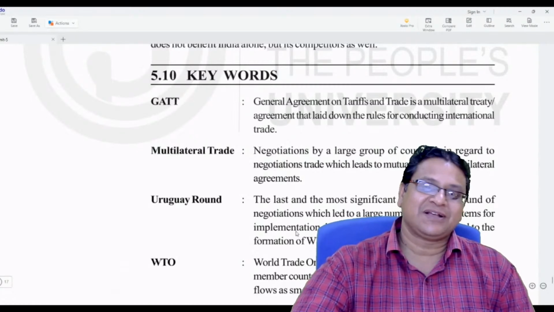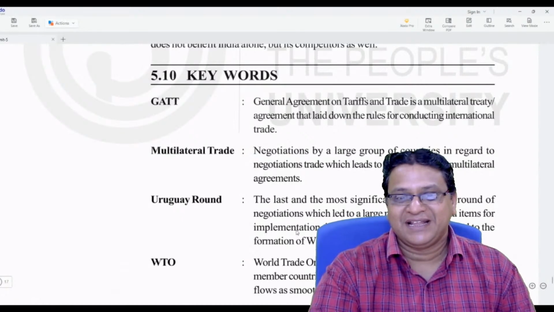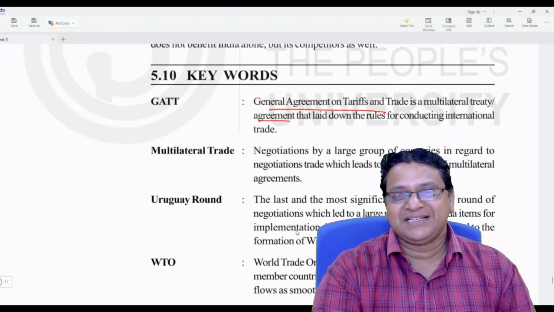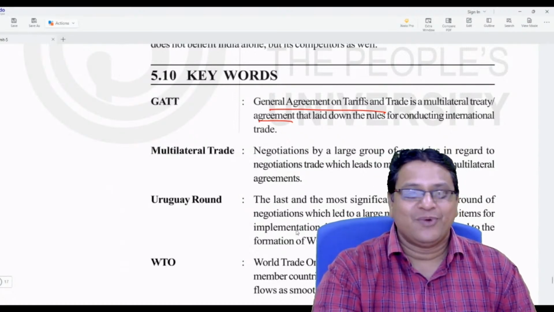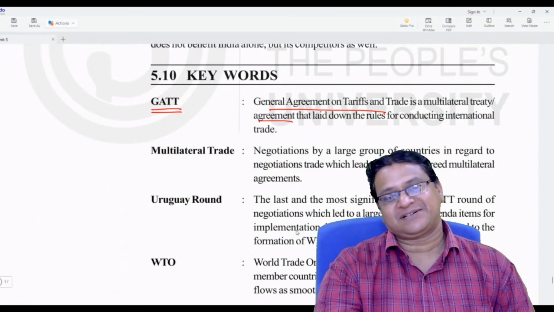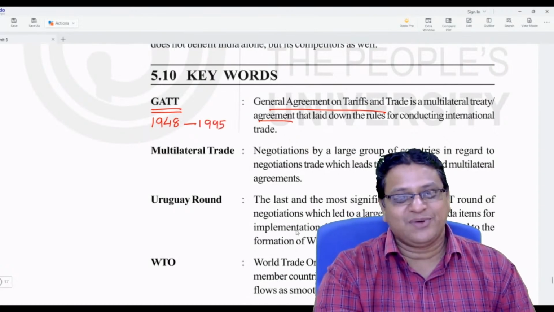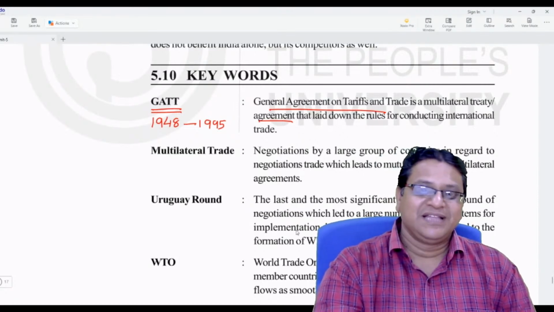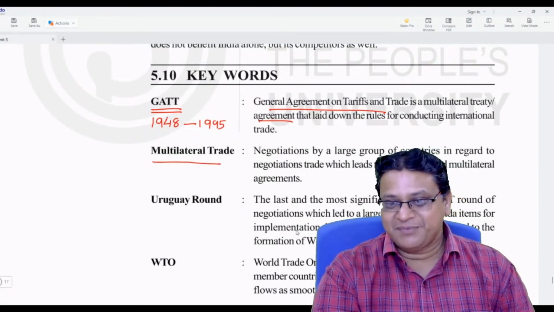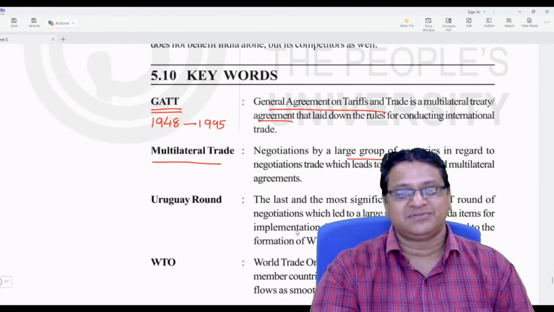First, we have discussed a concept called GATT. What is GATT? General Agreement on Tariffs and Trade. It is an agreement. Prior to WTO, international trade was conducted as per the GATT agreement from 1947-48 to 1995. GATT was the internationally accepted agreement for international trade. Then multilateral trade. Multilateral trade means trade between different countries, where a large group of countries are involved.